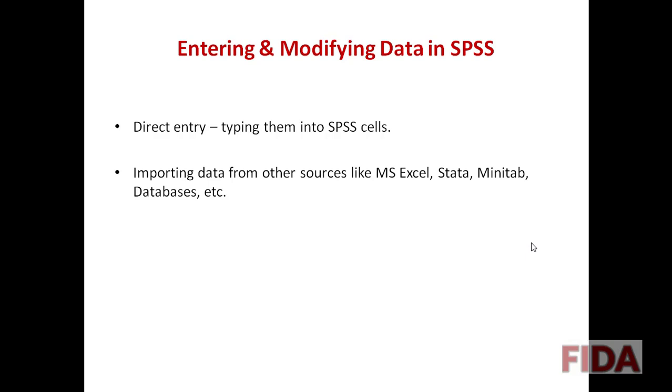There are 3 ways we can enter data in SPSS. We can type data directly into SPSS cells. We can import data from other sources like Microsoft Excel, Stata, Minitab, or from databases. Or we copy the data from wherever we have typed it, whether it is in Excel or Microsoft Word, and paste it directly into the SPSS data view. So let us go to SPSS and see how we can achieve this.